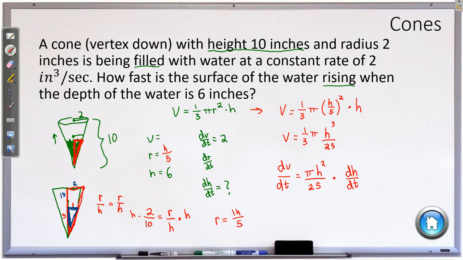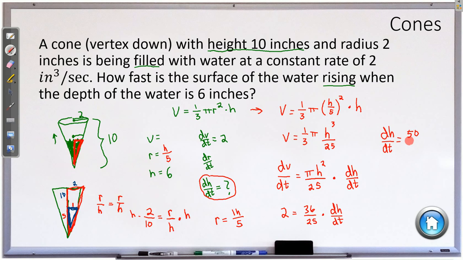And then we're going to plug everything in, and looks like we are looking for dh dt. So everything else should go away. dv dt, 2. h, 6. So 6 squared is 36 over 25 times dh dt. Let's see here. To get dh dt by itself, multiply by 25 and divide by 36. So dh dt will equal 50 over 36.